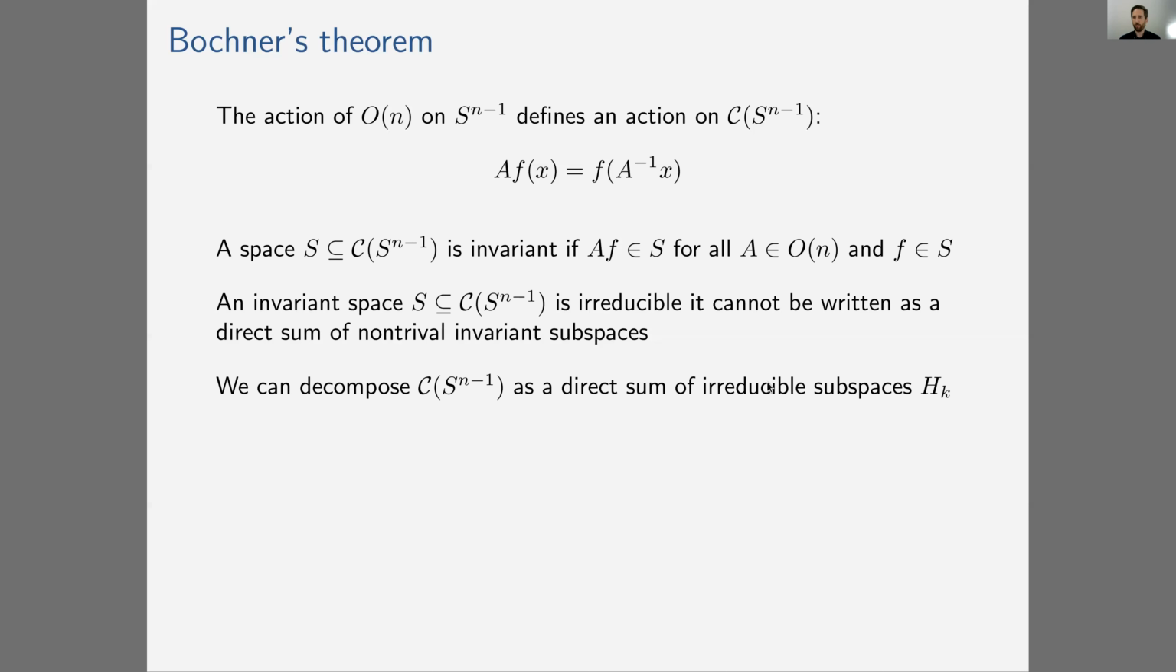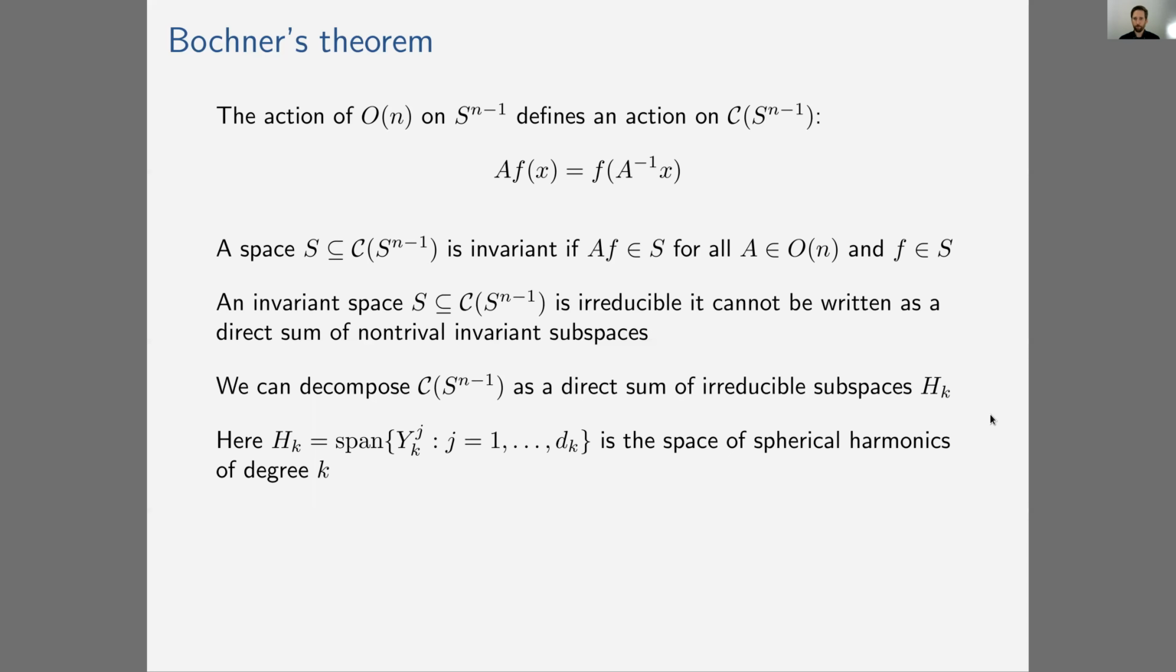So what we can do now, we can decompose this set of functions as a direct sum of irreducible subspaces. We call them H_k. And so for the sphere and with the orthogonal group, these are going to be the spaces of spherical harmonics. So H_k is going to be the span of a bunch of functions on the unit sphere. And spherical harmonics are really the generalization of just the cosine and the sine to higher dimensions.